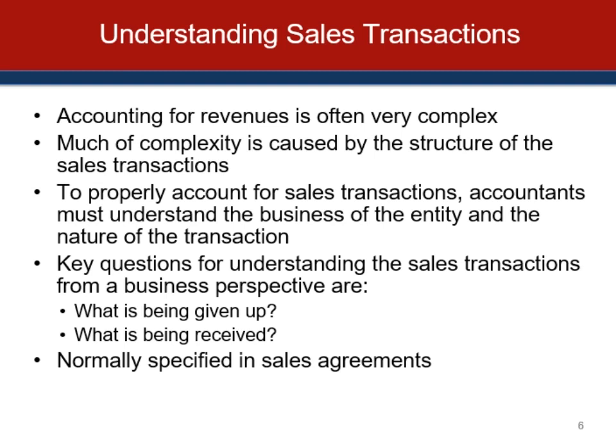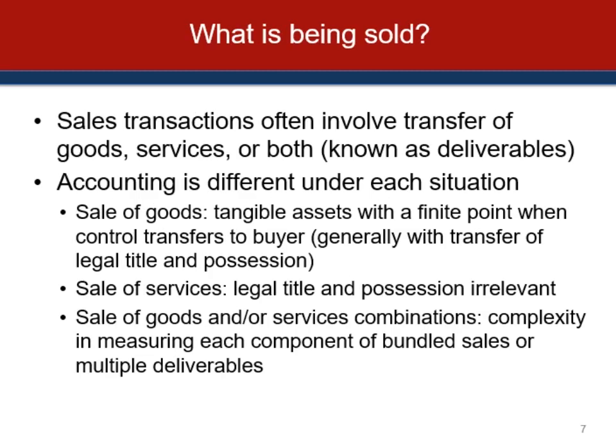So a couple of key questions as they note in the slide. What is being given up and what is being received, what is actually transacted by the two sides of the transaction. Okay, now another question that comes up is the issue of what exactly is being sold. And so sales transactions may involve goods and services or both. So the key components of the accounting would be different in different situations.